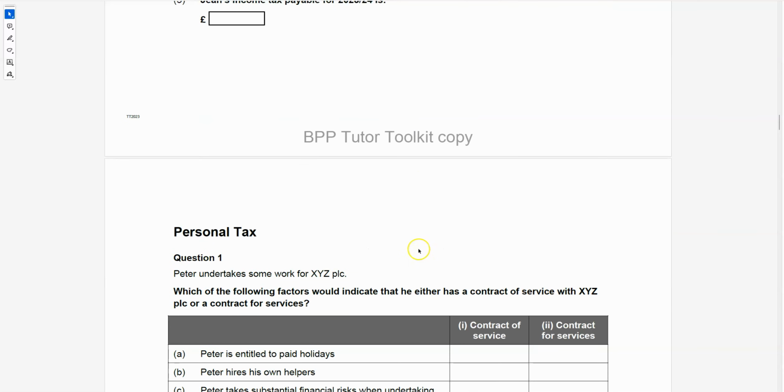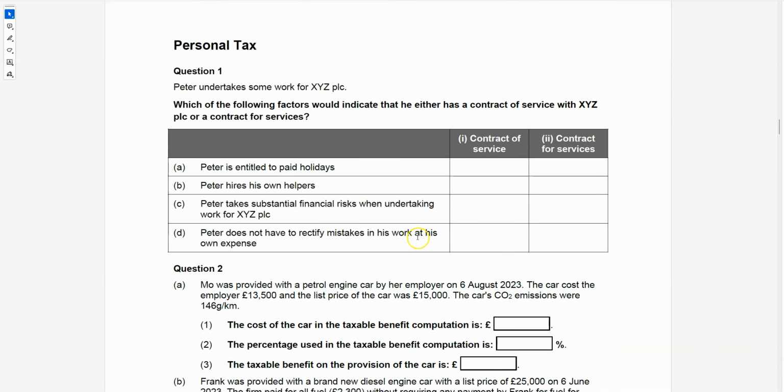The next one will move to our next topic, and here we're going to look at the next chapter we have, the employment income. So here we can look at a few questions for the employment. The first one says Peter undertakes some work for XYZ PLC. Which of the following factors will indicate that he either has a contract of service with XYZ PLC or a contract for services? Now contract of service means his employment, and contract for services means his self-employment.